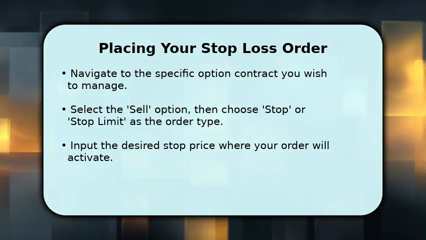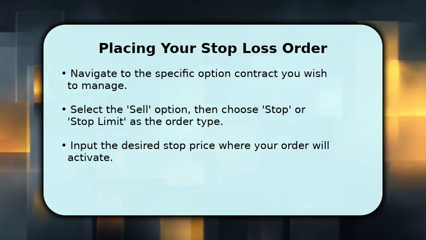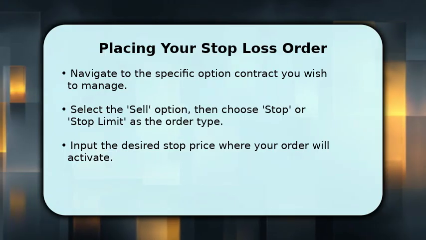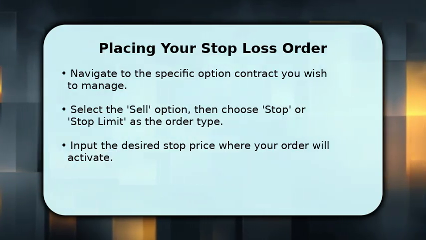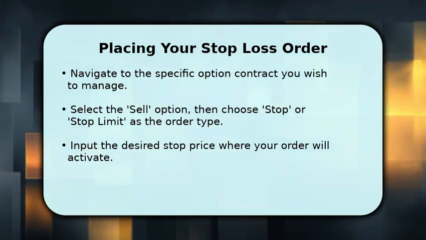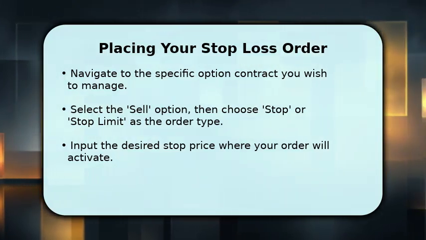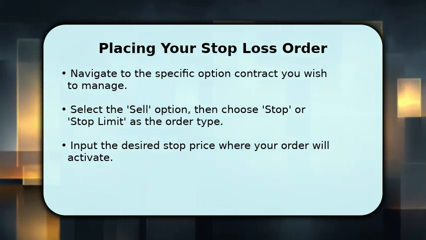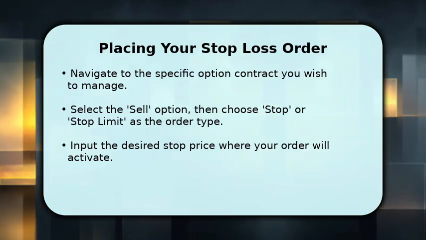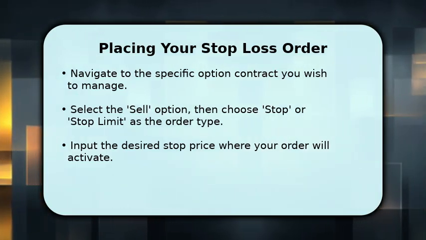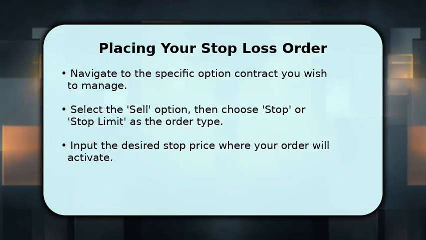To place a stop loss, begin by selecting the option contract you want to protect within your Webull account. Once you've chosen your contract, select the sell option. From the order type drop-down, you'll choose either stop or stop limit. Then, simply enter the specific price at which you want your stop loss to activate. Remember to confirm the number of contracts you wish to cover.